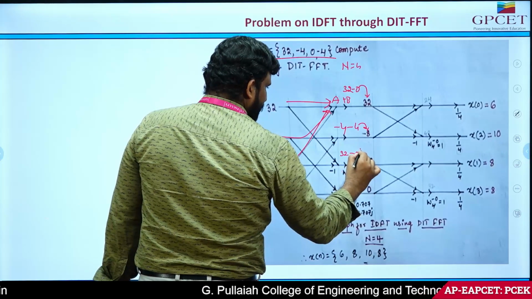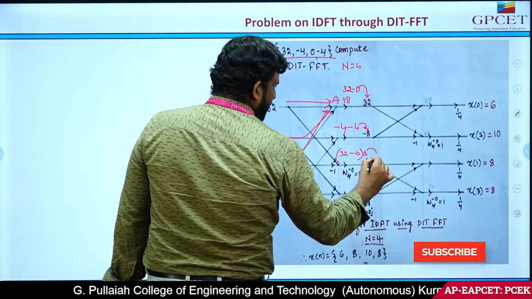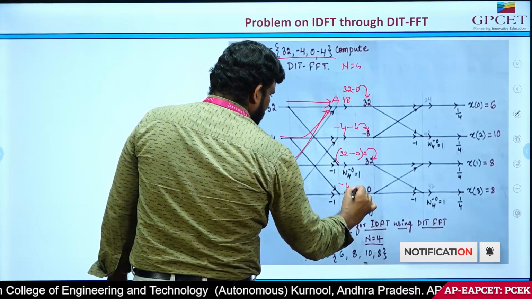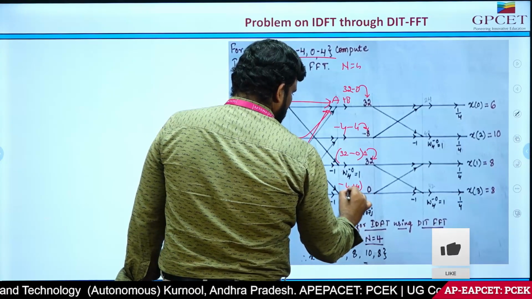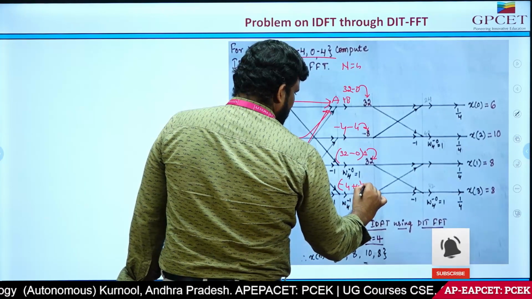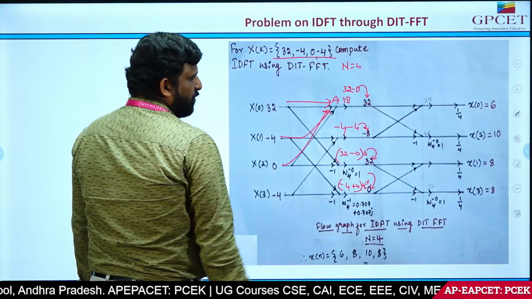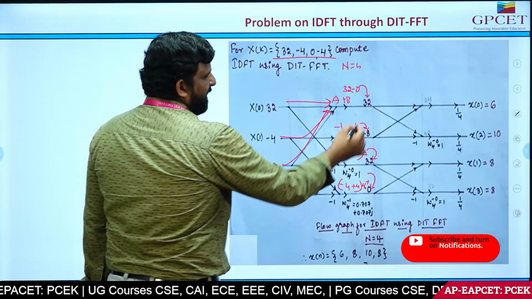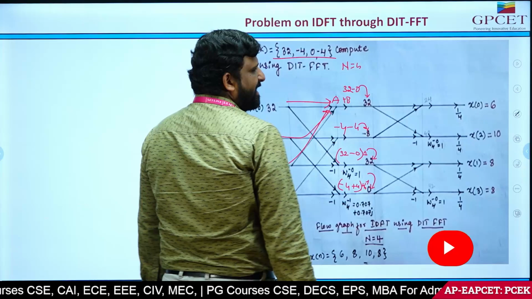Now see here, 32 minus 0 into W4 to the power of 0, which is equal to 1. What I am going to get is 32. And here minus 4, minus of minus, plus 4 into W4 to the power of minus 1. So it is 0. So I got the new output from the first stage, and it acts as the new input sequence for the next stage.